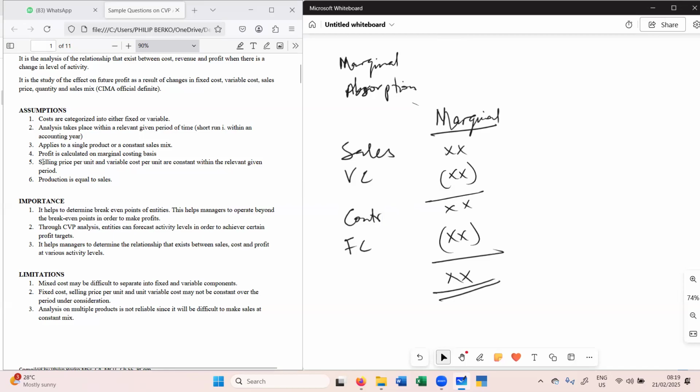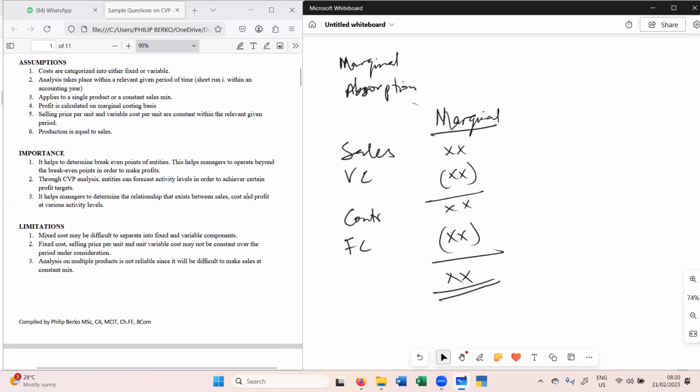Five says that selling price per unit and variable cost per unit are constant. Under CVP analysis, we hold selling price and variable cost per unit constant within the period of the analysis. That is the reason CVP analysis is done in the short run, because these two are not things you can hold constant for a long time. The sixth, final but not the least, says that production equals sales. So under CVP analysis, there is nothing like opening and closing stock. Whatever we produce, we sell. So when you hear activity level, we are referring to both production and sales quantities because they will be the same. All right, so those are the assumptions.